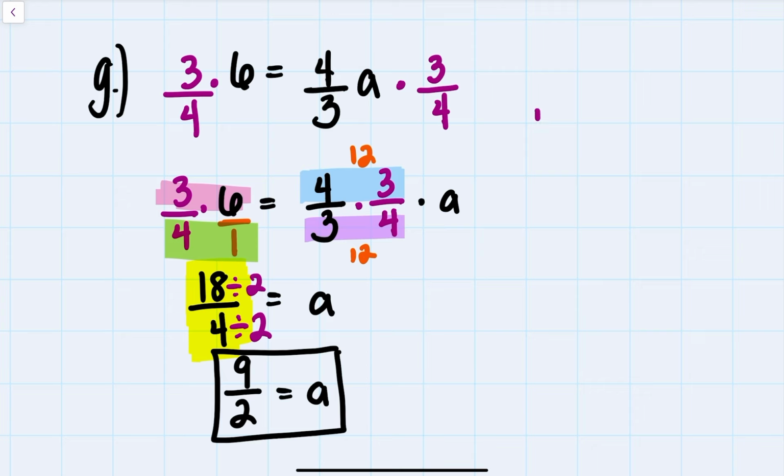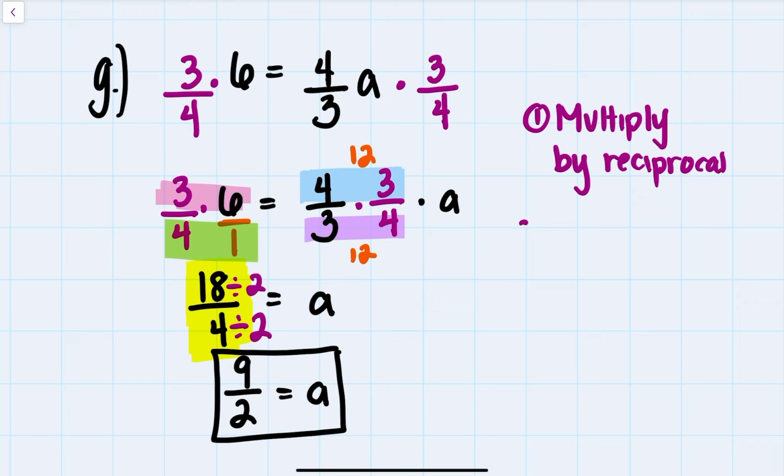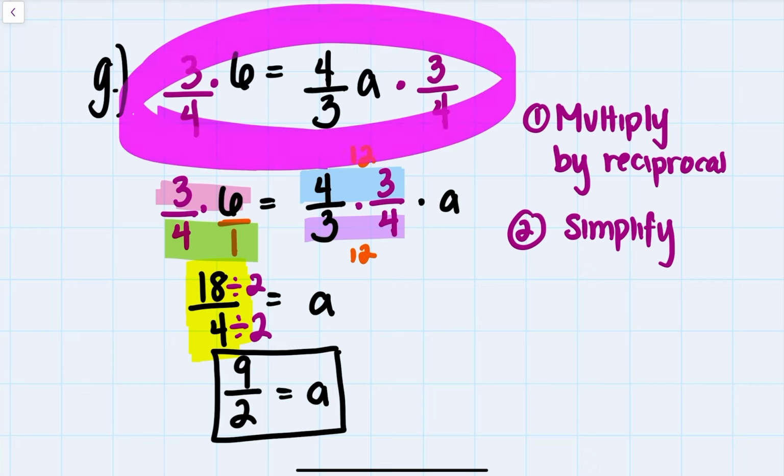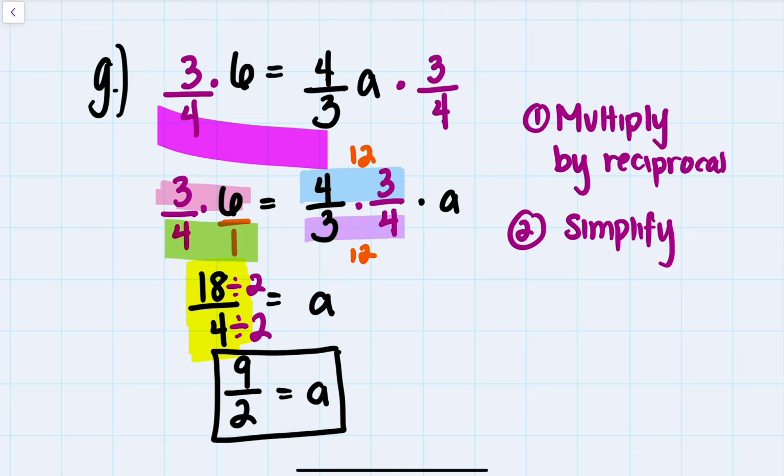So first thing, multiply by reciprocal. Step 2 in this case, guys, is to simplify fractions. All right, step 2 and 3 are probably simplify. We could have gone from here to here, right? But we were doing that extra step of showing the work.